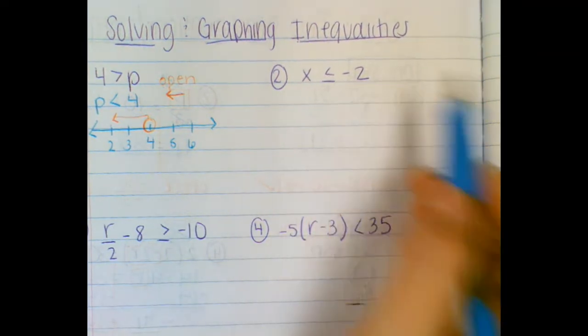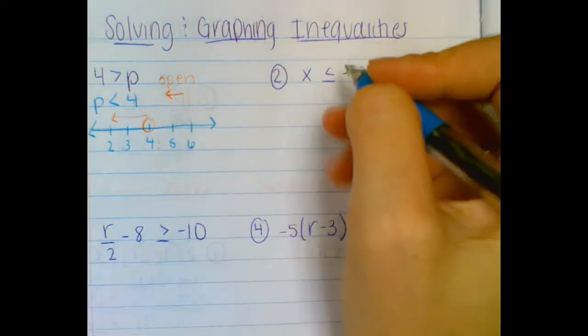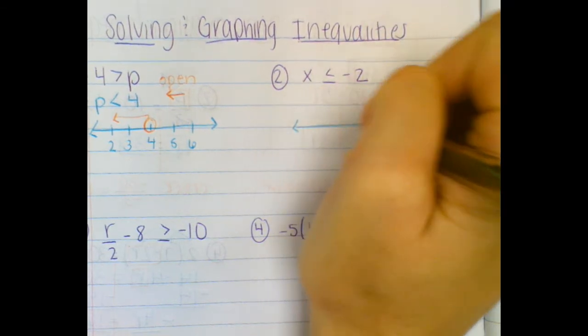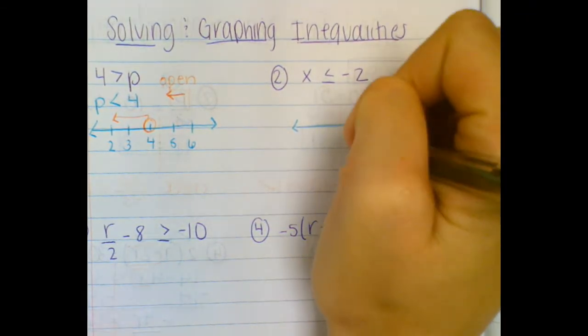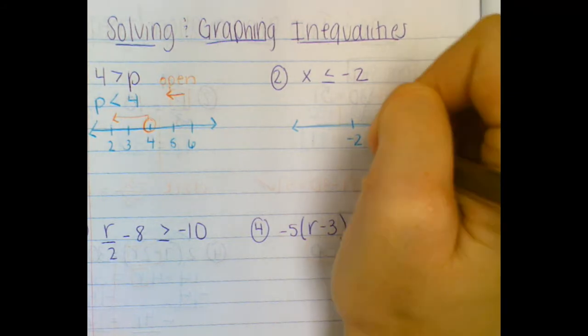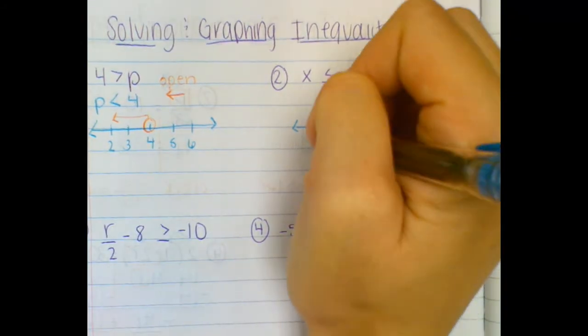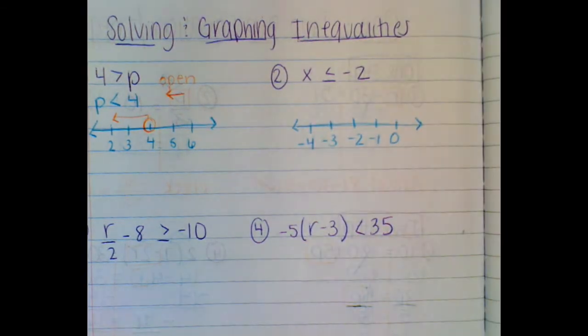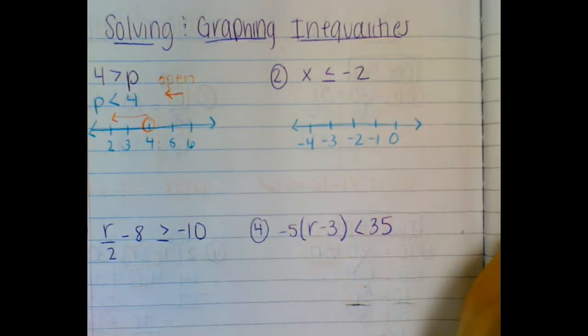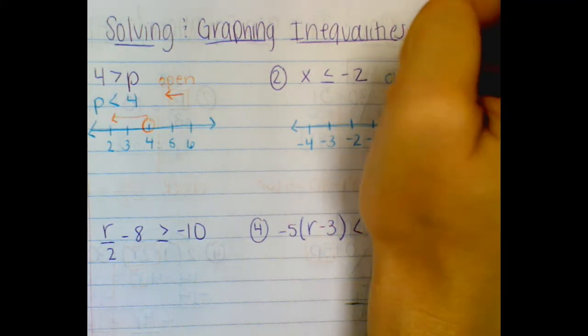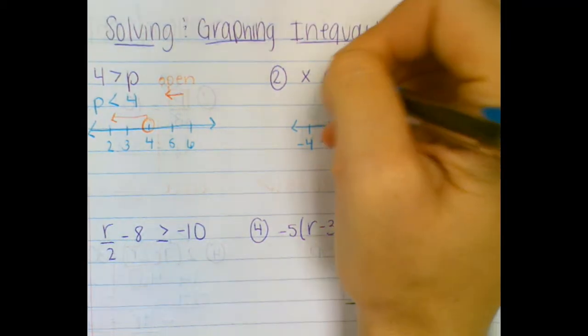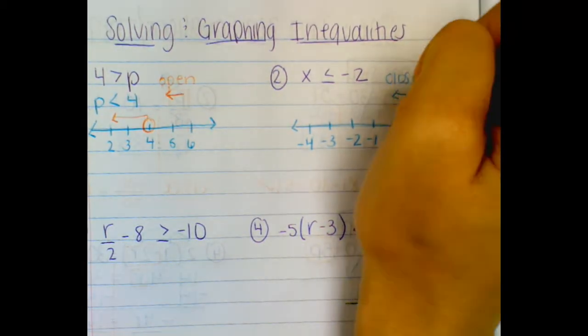Now, this one is also already done for us, but it looks perfect. X is less than or equal to negative 2. So I don't have to change anything because it's already my variable on the left. So I'm going to put negative 2 here. 2 bigger would be negative 1 and 0. Don't get caught up by that. 2 smaller, negative 3 and negative 4. So because I have this sign, less than or equal to, that means it's a closed circle, and it's still less than, so it's going to still go to the left.